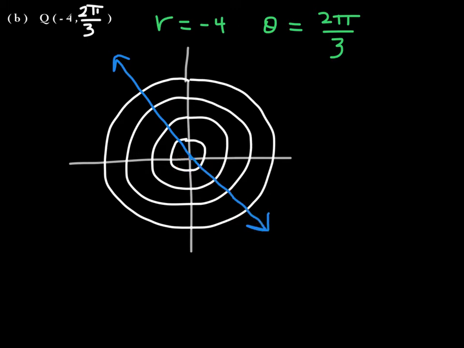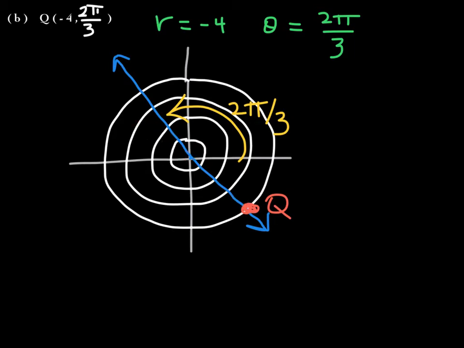So therefore, point P would be 1, 2, 3, -4. So it would be right here. That's where point Q would be. So we went in the opposite direction, right? In the opposite direction from the pole on an extension of the 2 pi over 3 ray, okay? And this is our 2 pi over 3 right here. So we went in the opposite direction, 4 units.